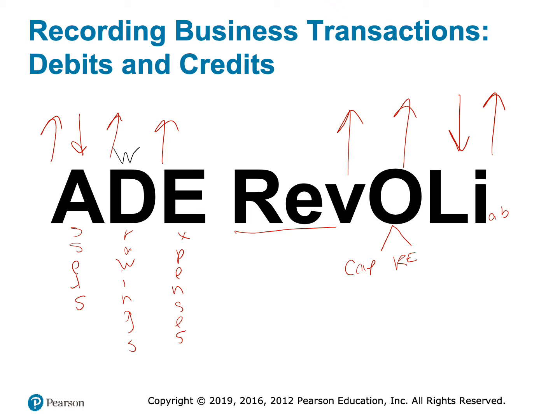So this makes it a little bit easier when I'm trying to figure out, because I know if there's revenue or capital involved, I have to credit those accounts. I know if there's drawings or withdrawals or expenses involved, I have to debit those accounts. So it's really only assets and liabilities that I have to figure out, are they going up or down, and therefore do I need to debit or credit them?